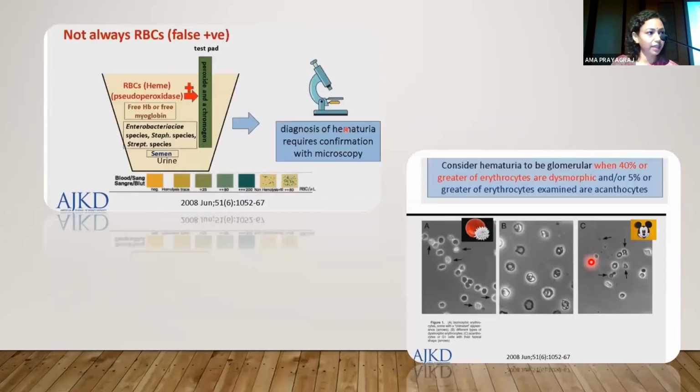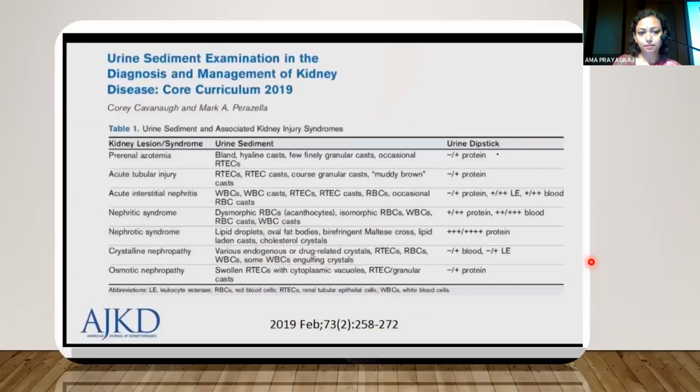In case it is from the other, like if it is due to bladder disorder, bladder stones or anything, the RBCs here will be isomorphic, of same morphology, similar size and shape.